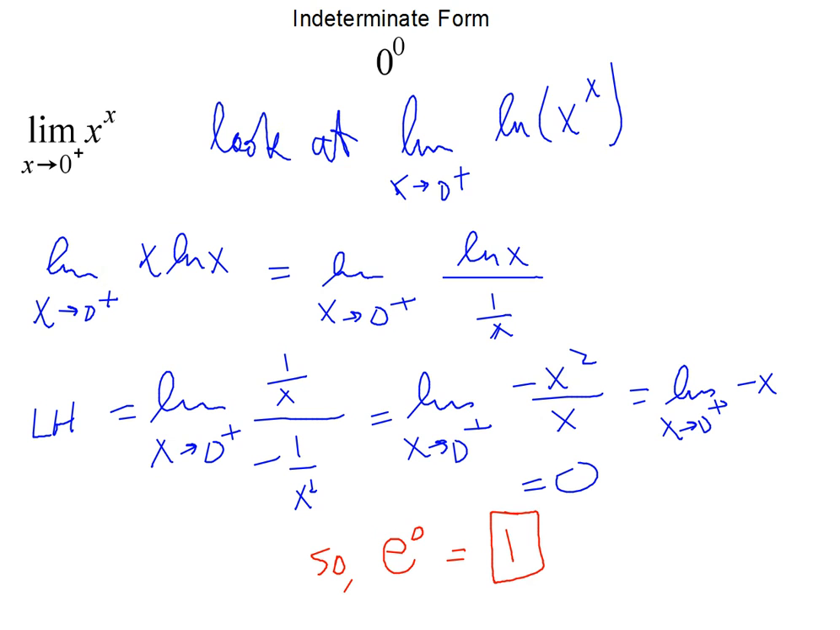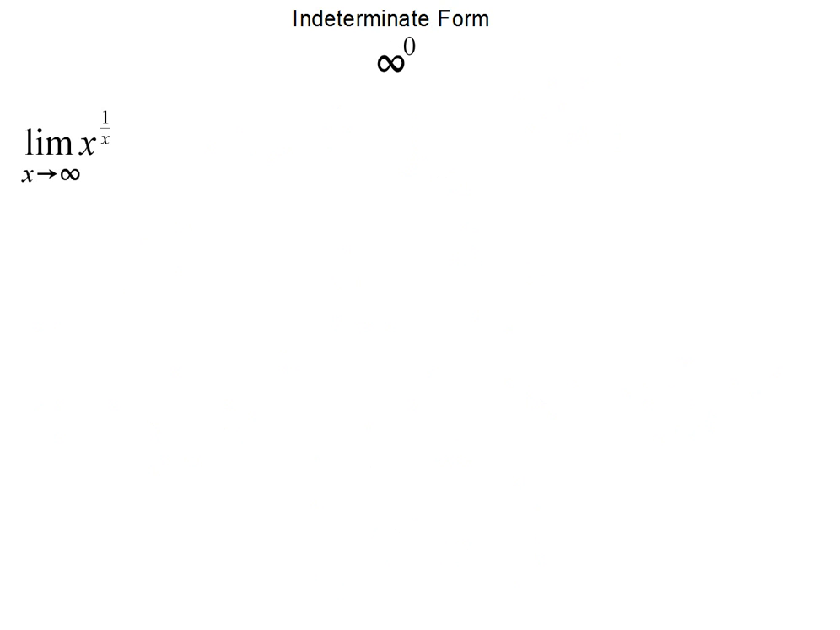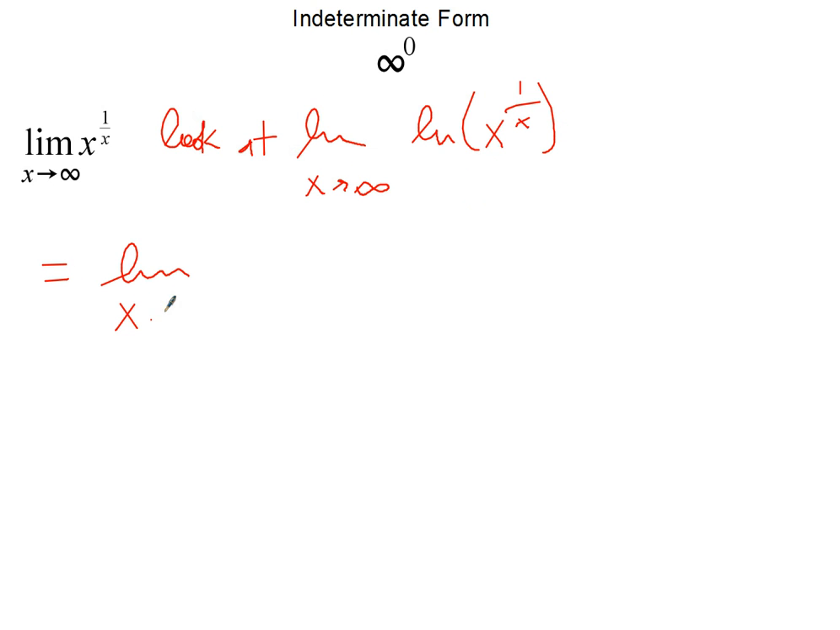The last indeterminate form that we'll look at that will use this same method is infinity to the power of 0. So we're looking at the limit as x approaches infinity of x^(1/x). So what we'll do is we'll look at the limit as x approaches infinity of the natural log of x^(1/x), which we can pull the exponent out of again, giving us the limit as x approaches infinity of (1/x) times ln x. Well, if we plug in infinity, the natural log of infinity is infinity, and x is just infinity, so this can be solved using L'Hopital's rule.